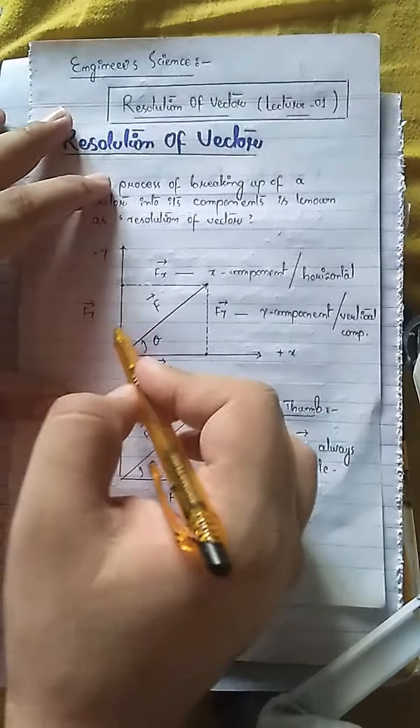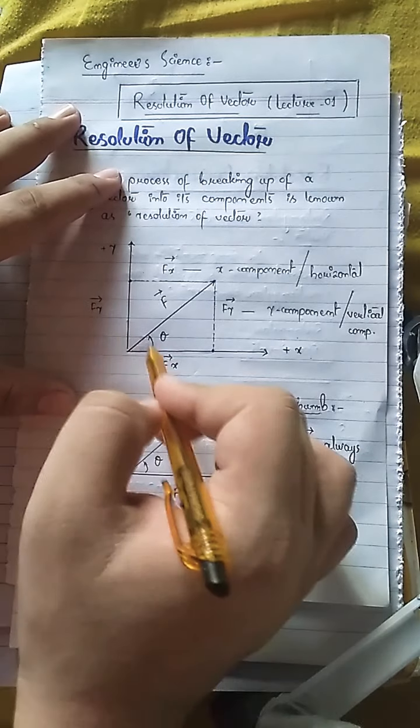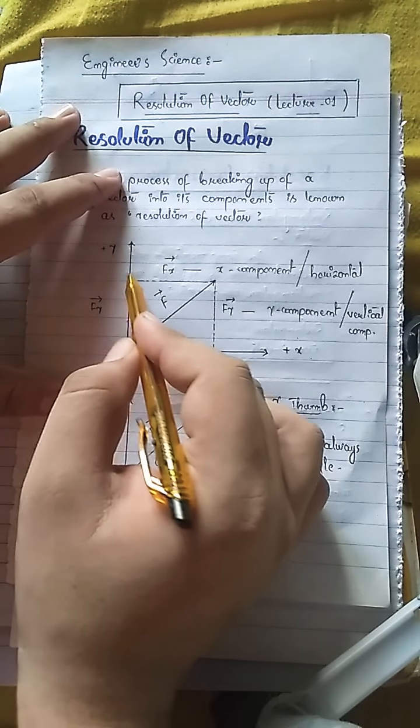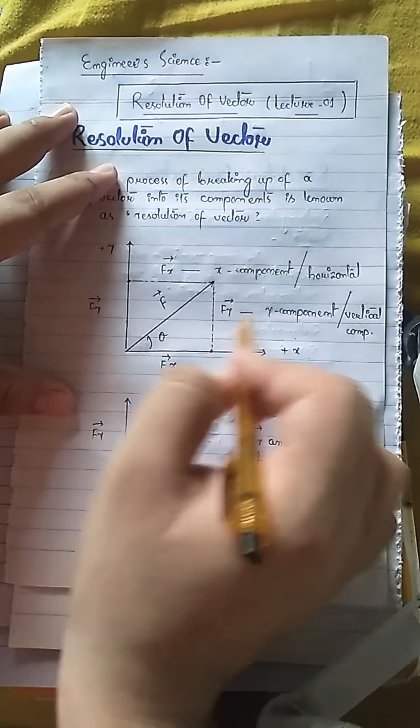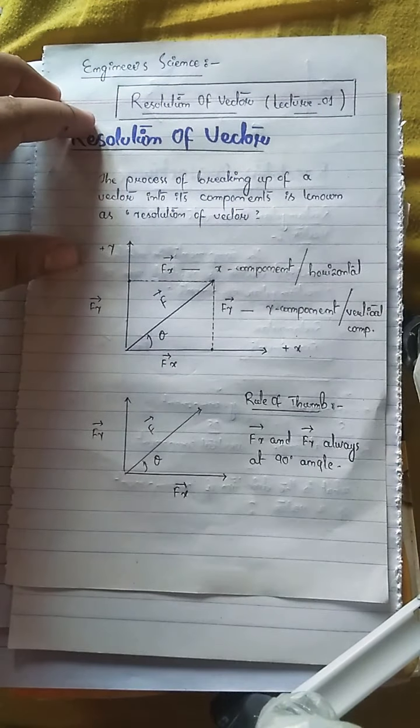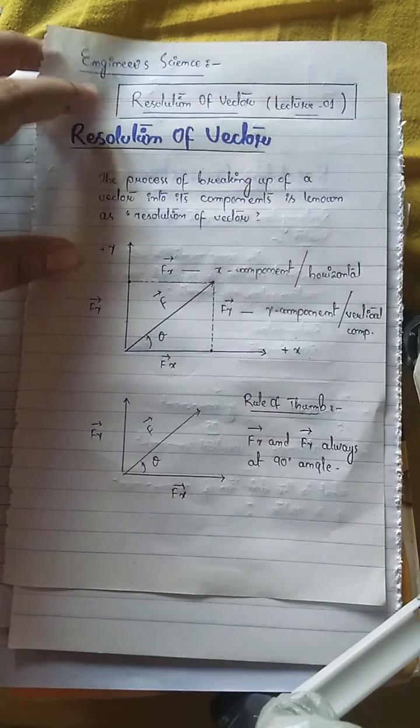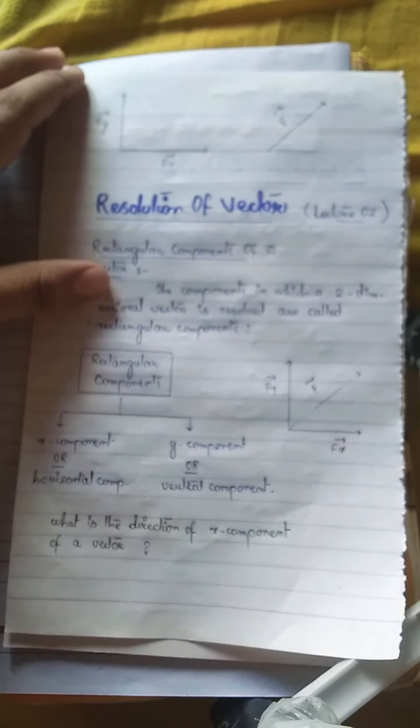Whereas the component which is perpendicular to the x-axis, or we can say parallel to the y-axis, is known as the y component of the vector, and it is also known as the vertical component. So these two components, the x component and the y component, in which the vector is resolved are called the rectangular components of the vector.